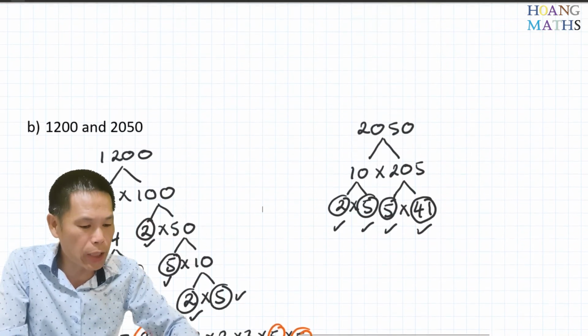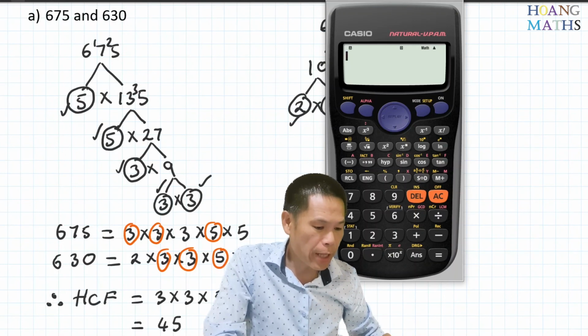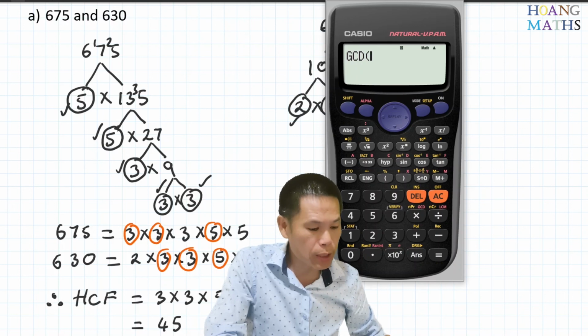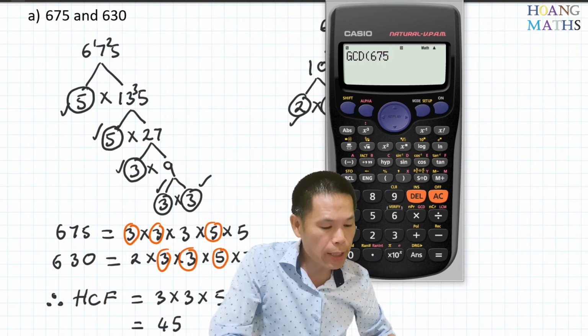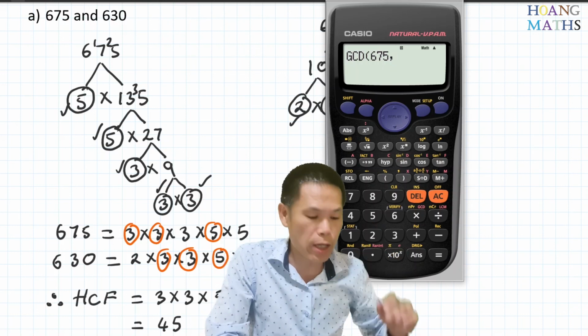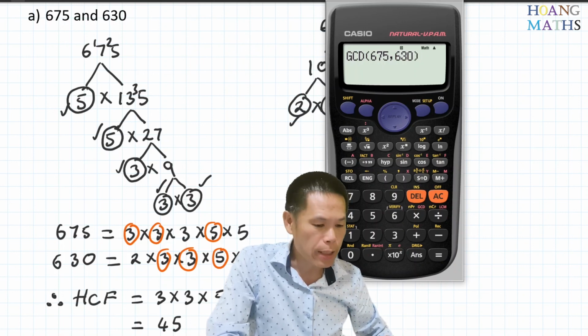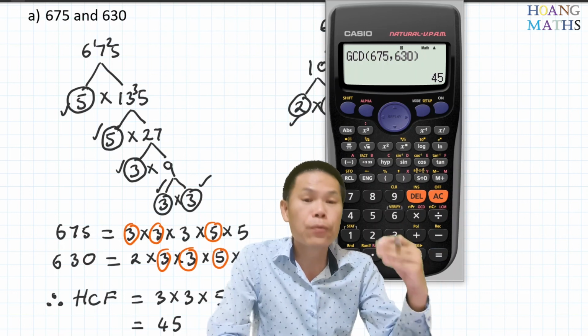See, we can go back and check this one out. So now I just type alpha and then the multiply button. And then we type 675 and comma. To get the comma, you have to press shift and the close bracket. So this one here. And then we type 630. And then you close the bracket, okay? And don't forget to press equal. So 45. There you go.